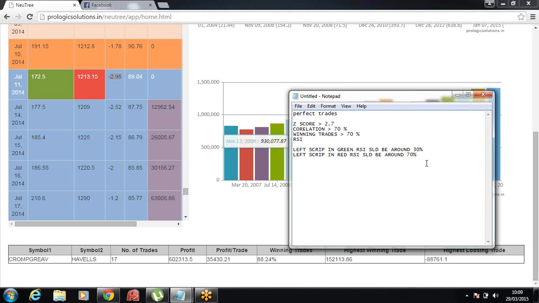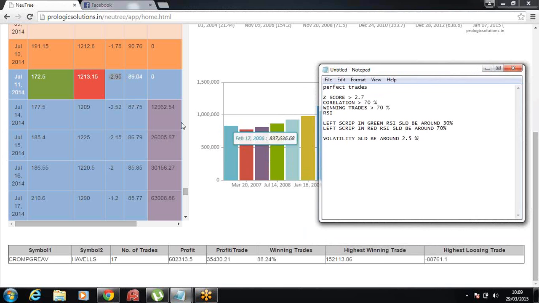Now apart from this, you have the volatility. It should be around 2.5%. So this is what we're looking at.